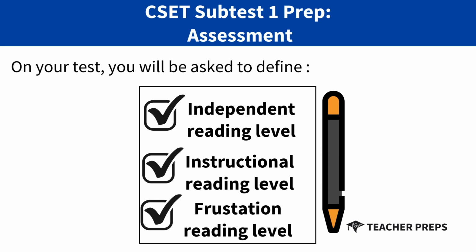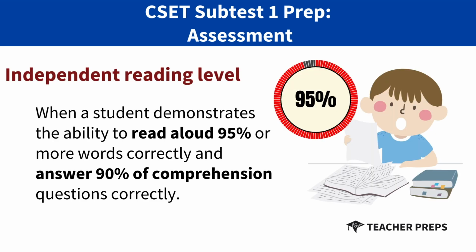On your test, you'll be asked to define independent reading level, instructional reading level, as well as frustration reading level. So let's go over these now. Recall that a student's independent reading level is found when the student demonstrates the ability to read aloud 95% or more words correctly and answer 90% of comprehension questions correctly.